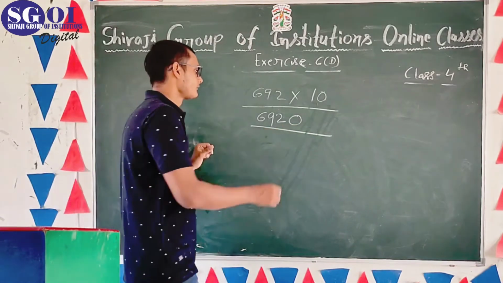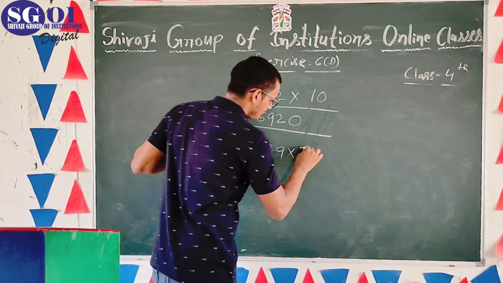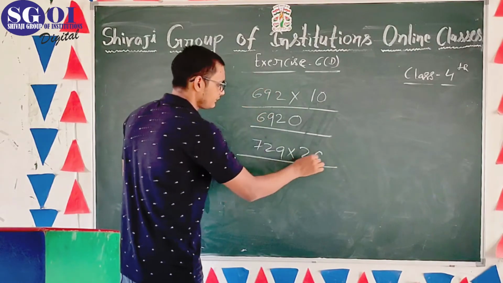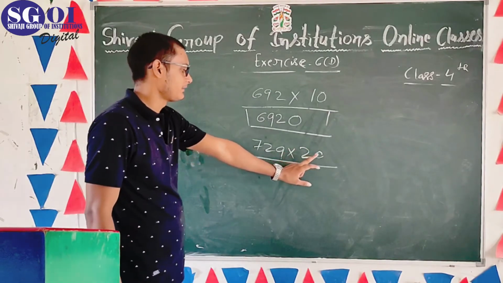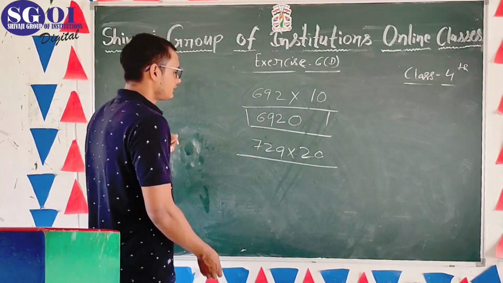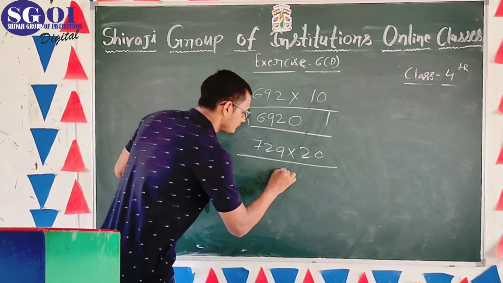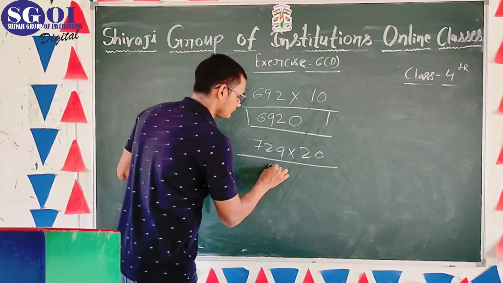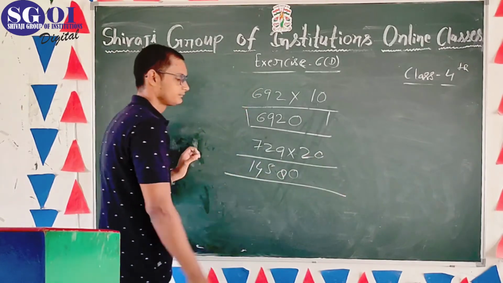Understood? If we multiply by 20, then 729 multiplied by 20. First we multiply this number by 2. 2 9s are 18, and put 1 zero on the right side of the product.